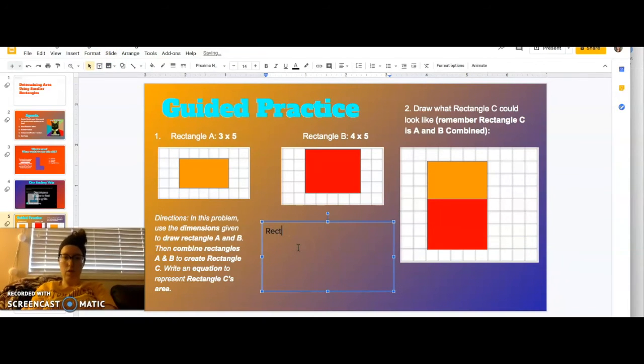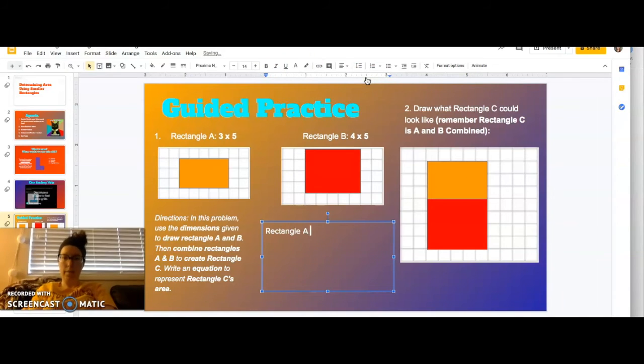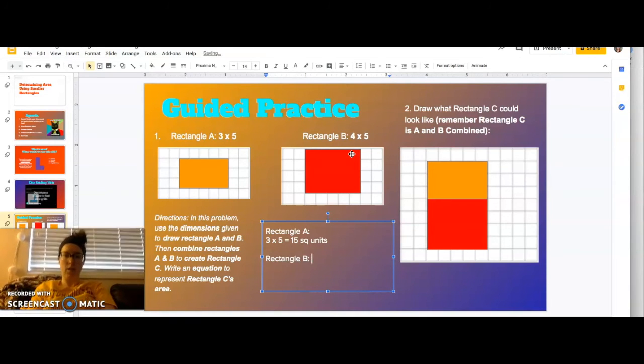Okay, so for rectangle A, my length was 3 and my width was 5. And 3 times 5 is 3, 6, 9, 12, 15, okay? So 15, and it doesn't look like they gave me a label here, so I'm just going to say square units. Remember, area is in square units, or square centimeters, or square inches, whatever the unit might be.